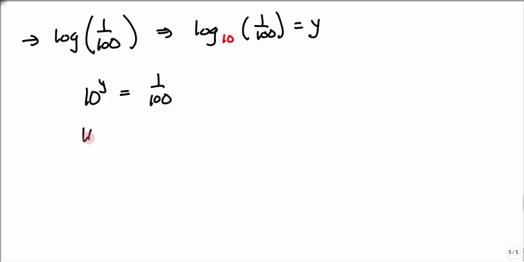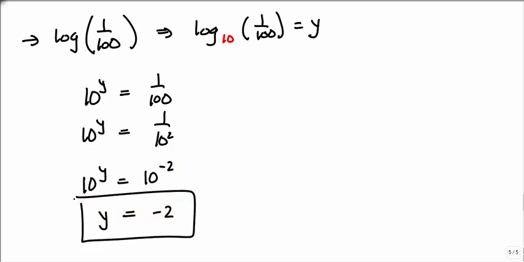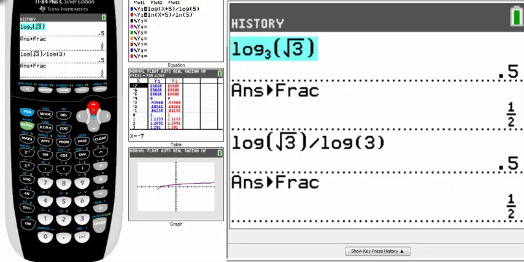Okay, continuing on here, this is 1 over 10 squared, and then if we flip that up top using my negative exponent, I can see that y equals negative 2 then. So my answer here should be negative 2. So let's go ahead and check this out on our calculator, log of 1 over 100. Now I can just use my standard log key. I don't have to do any conversions. I just use my log key because I'm using the common log.